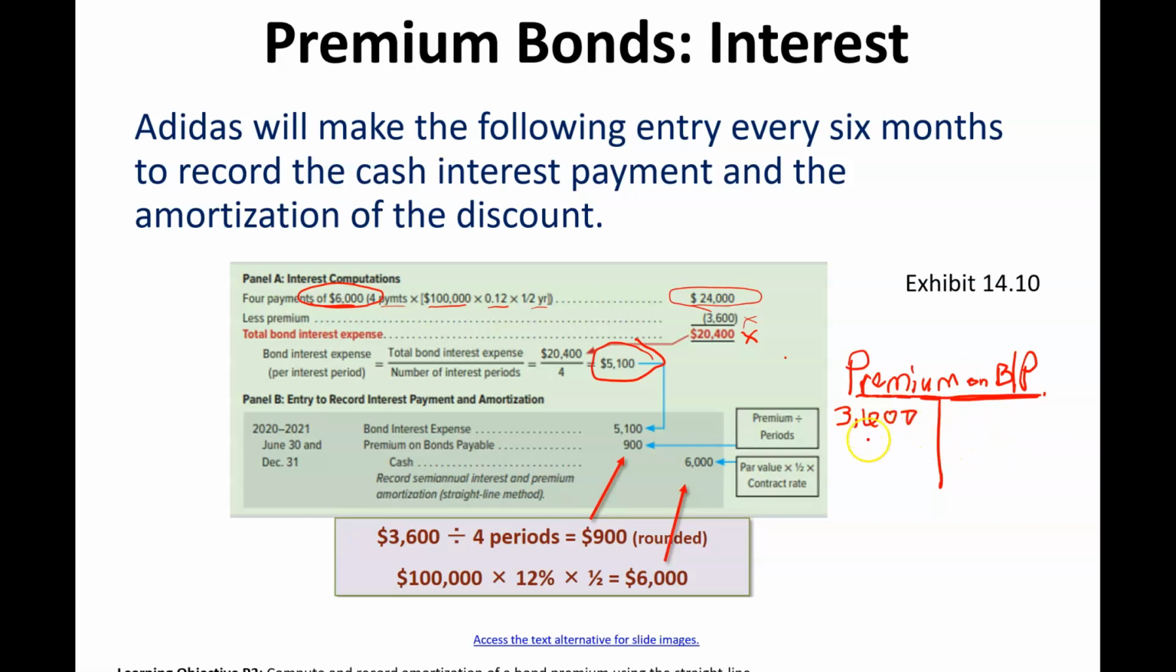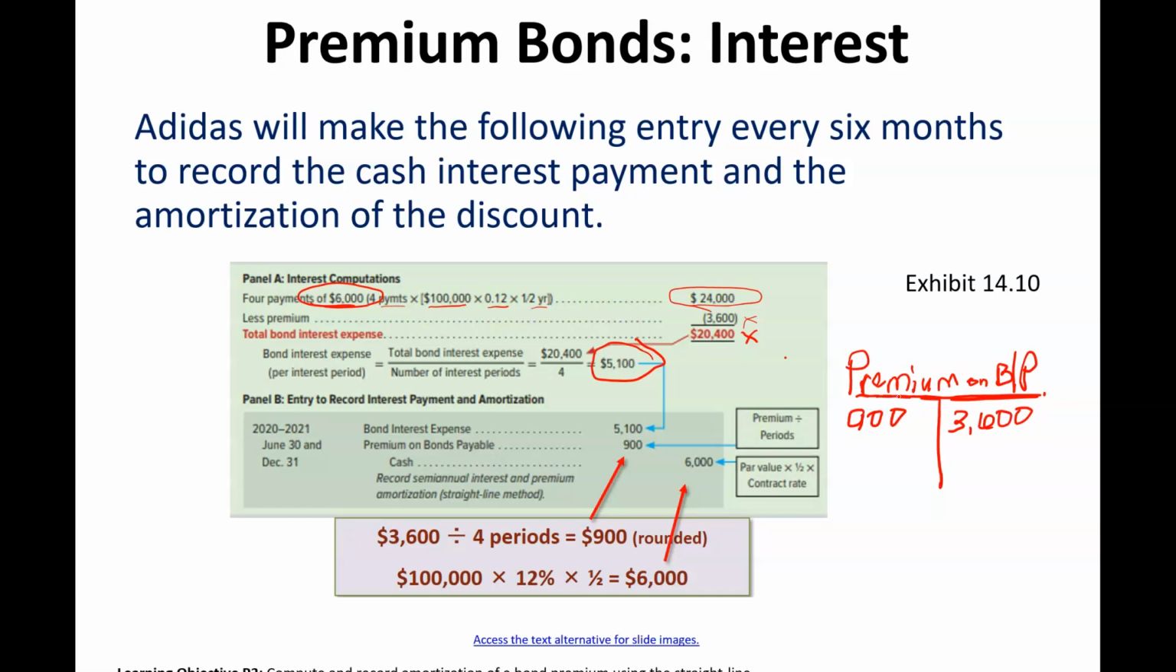Oh wait, I'm sorry. How do I erase that? Let me try this. Erase. It works. Okay, we had a credit balance of $3,600. Now we're going to debit premium $900.